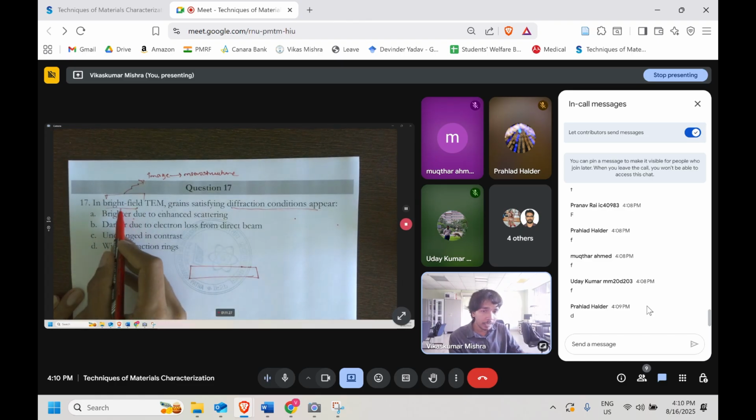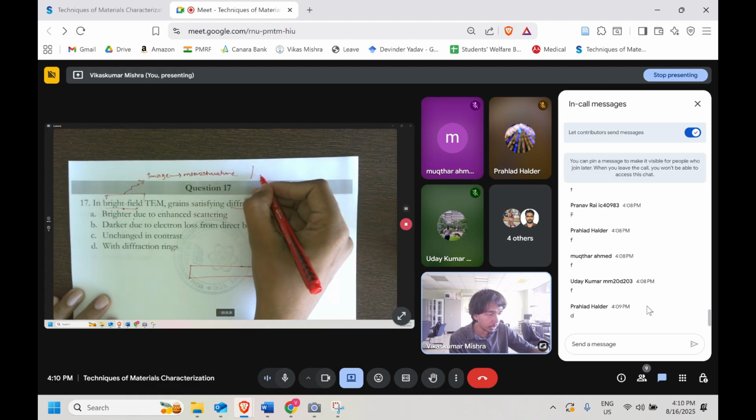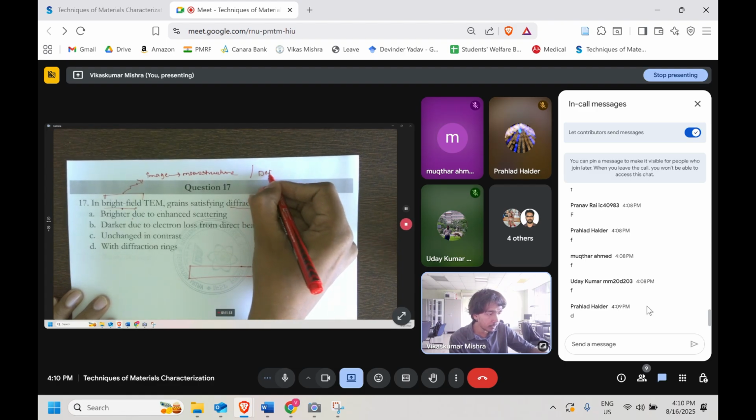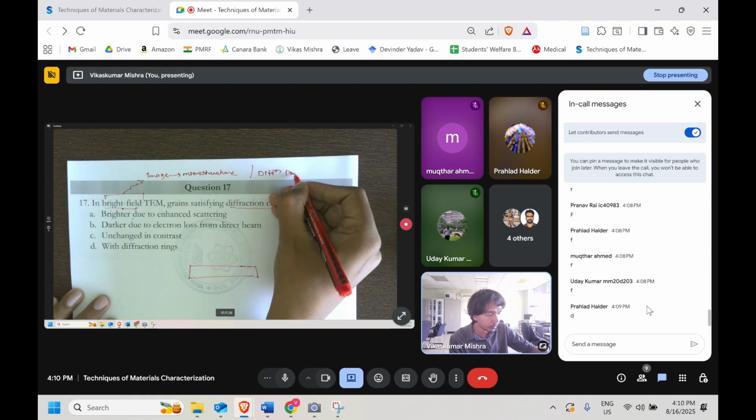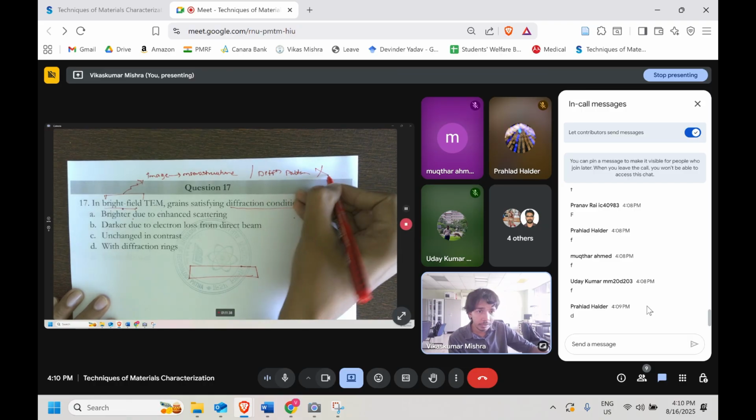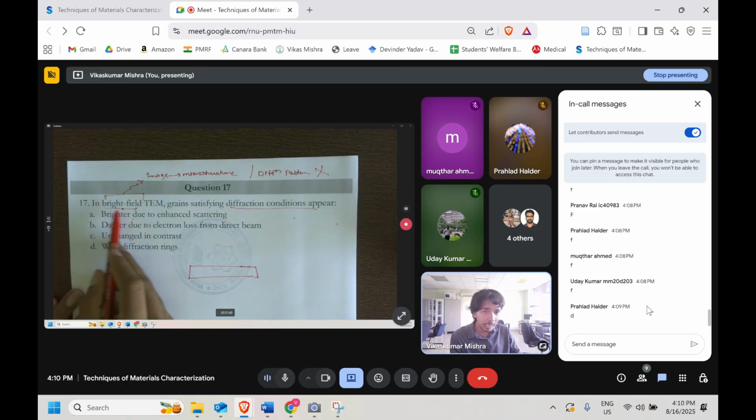So here the diffraction pattern will not be recorded itself. Here we are not talking about the diffraction pattern. In the bright field, what we will get is the image only.